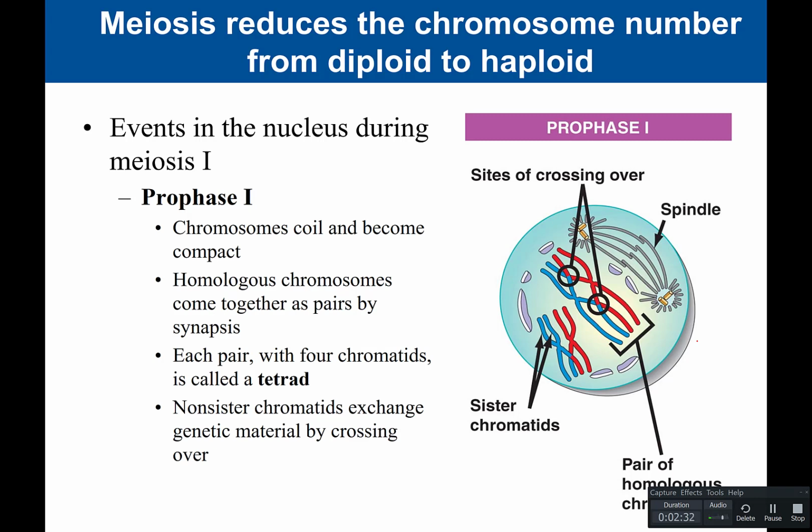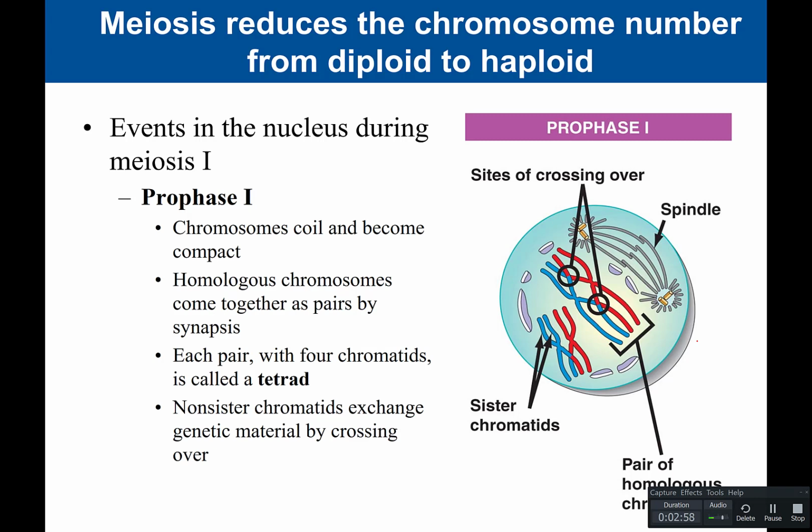And that is that in prophase I, homologous chromosomes come together as pairs by synapsis. They're going to actually connect with one another. Each pair with 4 chromatids is now referred to as a tetrad. Tetra means 4. They're 4 DNA molecules. Non-sister chromatids exchange genetic material by crossing over.